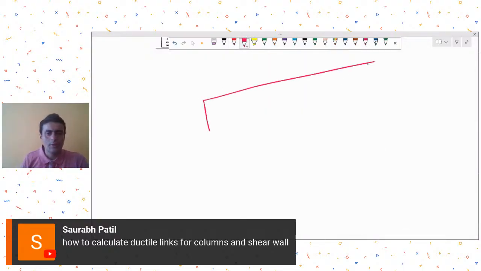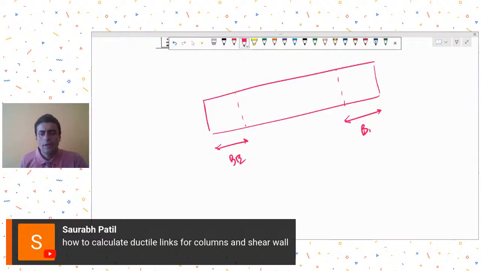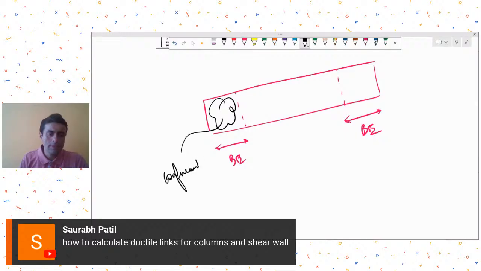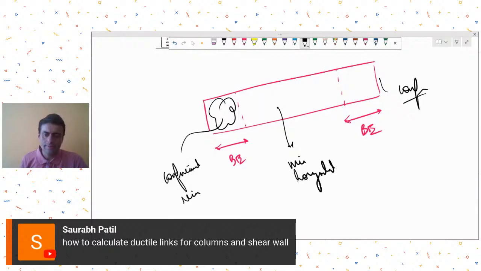So let's say you have this kind of a shear wall, and this is your width of boundary element as per your moment and all the requirements provisions. So generally over here we provide the confinement reinforcement spacings. So as per the confinement reinforcement requirements, we provide the ductile links over here. Here it is governed by the minimum horizontal reinforcement spacing criteria. Okay, so this is generally what we do.